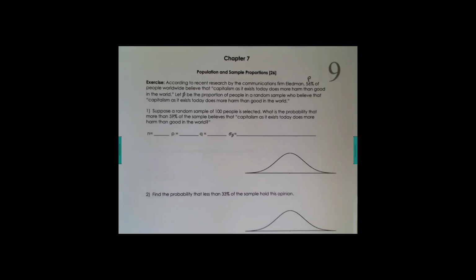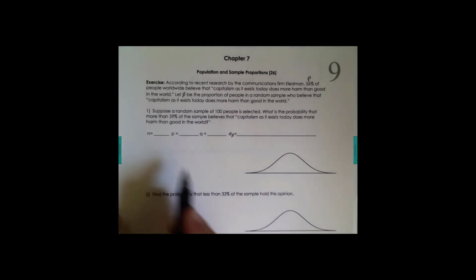Next, let p hat be the proportion of people in a random sample who believe that capitalism as it exists today does more harm than good in the world. In other words, they're wanting us to compare the same thing. That's good. We have the population proportion right. Now, let's suppose a random sample of 100 is selected, and we want to know what's the probability that more than 59% of the sample believe that capitalism does more harm than good. They've given us all we really need to know.